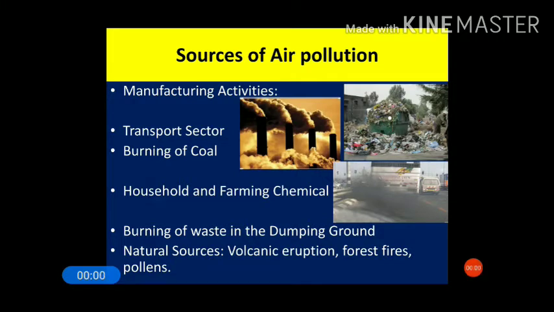Now moving on to the next point, that is household and farming chemicals. Crop dusting, fumigating homes, insect and pest killers, fertilizers, dust, etc. are also greatly contributing to air pollution. Sometimes we spray different types of chemicals on the crops, fumigate our homes, which means spraying our homes with chemicals to kill insects and pests, and also use fertilizers, and this dust becomes the main source of air pollution.